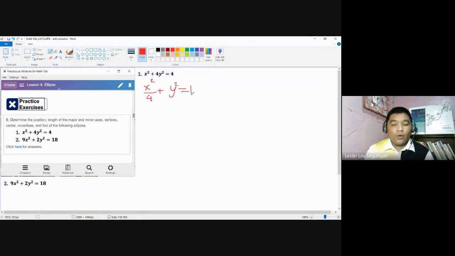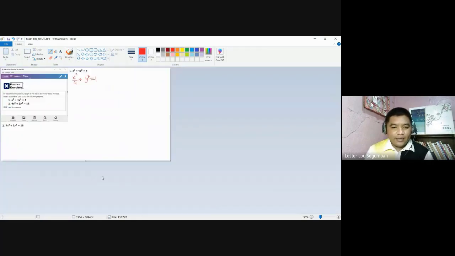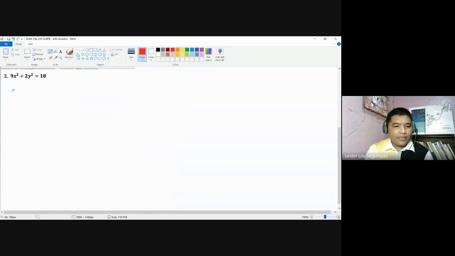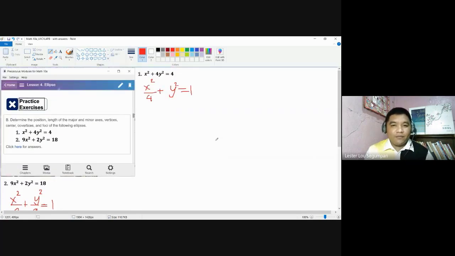is equal to 1. For the number 2, its standard form, let me increase the space here for purposes later, is actually given as x squared over 2 plus y squared over 9 is equal to 1. As to how this came into being, you might want to look at the previous video for this same lesson, because we actually used a process to determine the standard form.